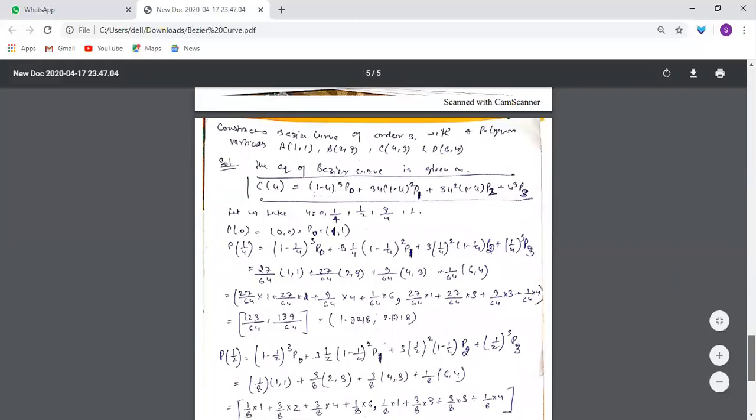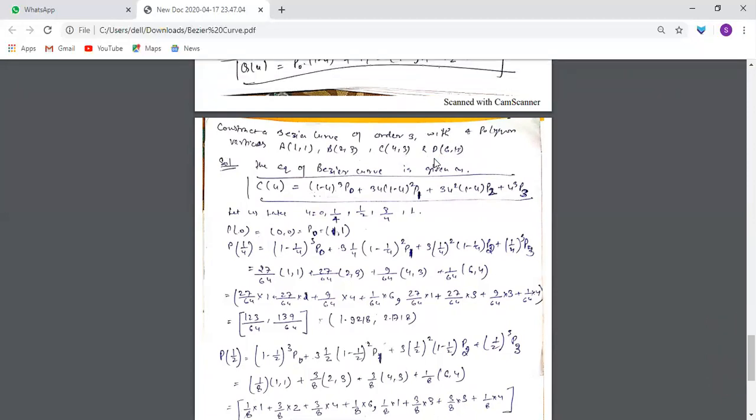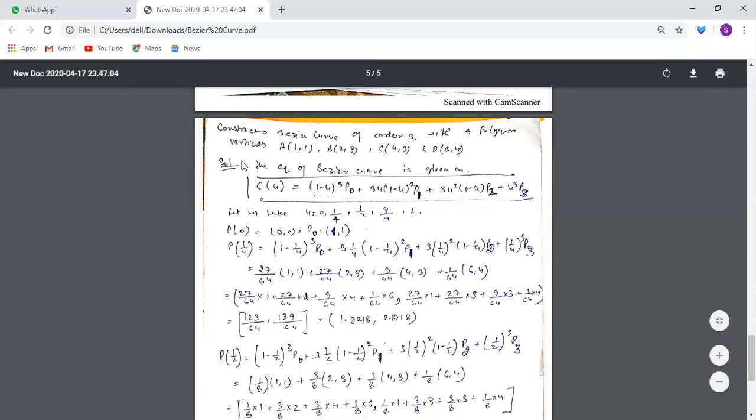That is very easy. You must know the formulas, that's it, and you need to perform some mathematics. So see, what is the question? Construct a Bezier curve of order 3 with 4 polygon vertices A, B, C, D. Now you can be given the 4 control points directly. Here in the question, the language is you are given 4 polygon vertices.